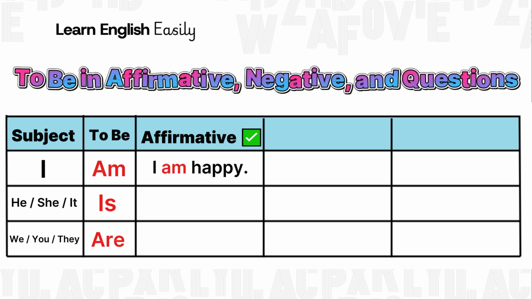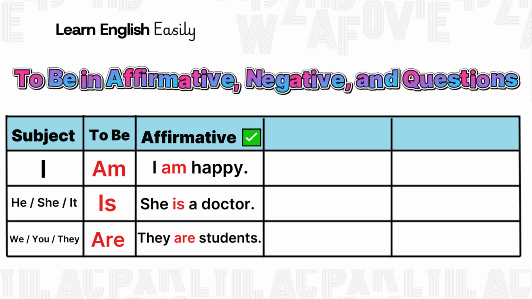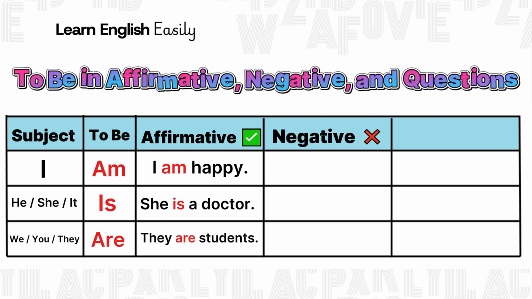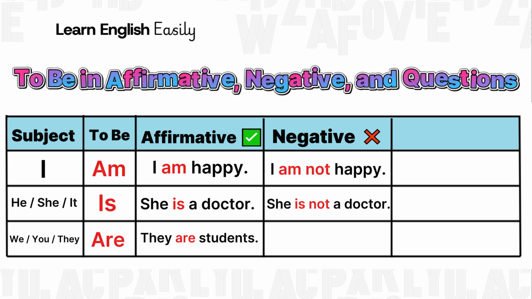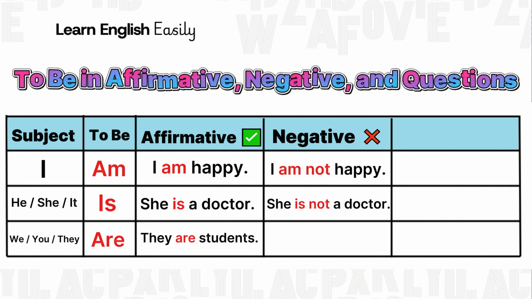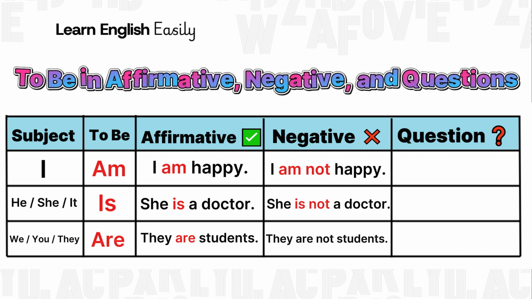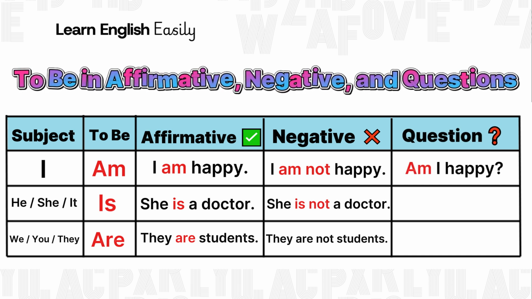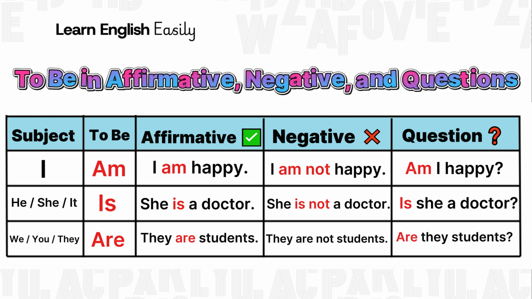I am happy. She is a doctor. They are students. Negative. I am not happy. She is not a doctor. They are not students. Question. Am I happy? Is she a doctor? Are they students?